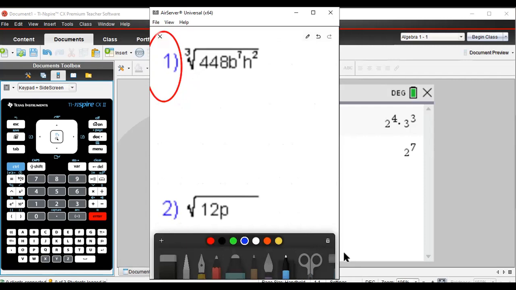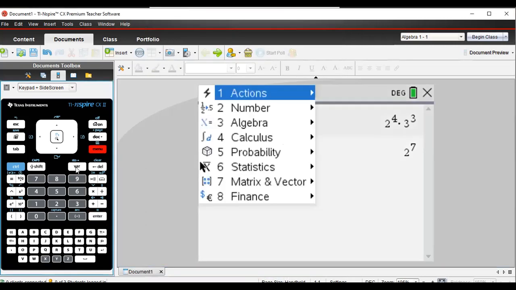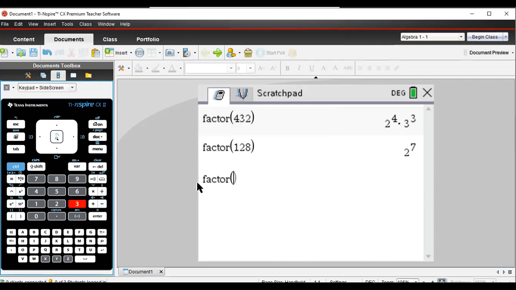All right, so here, this is the cube root of 448, b to the seventh power, h to the second power. So again, just like we did in the other ones, we need to find the prime factorization of 448. So I'm going to grab the calculator, menu 23. And then inside, we're going to put 448. And then we press enter. And it says 2 to the sixth power times 7.